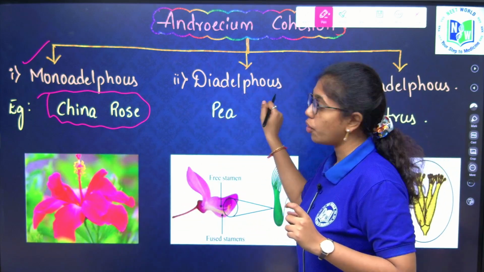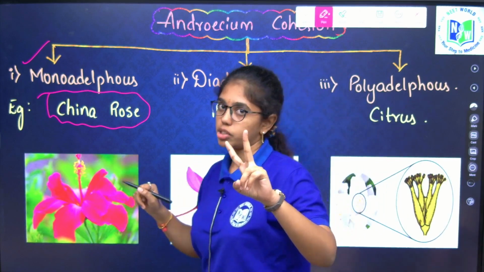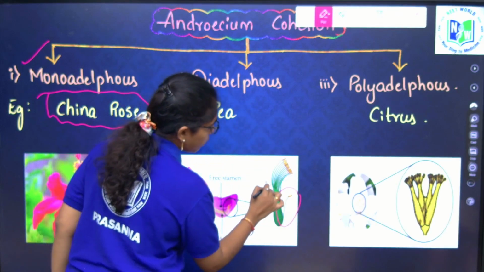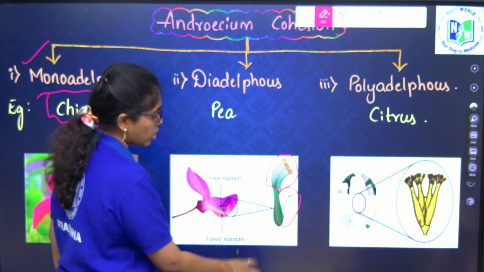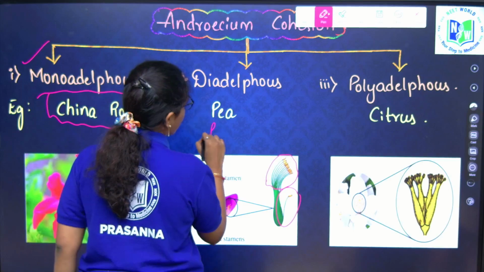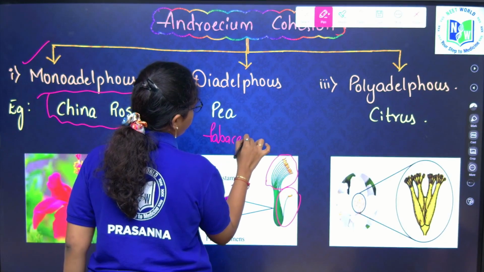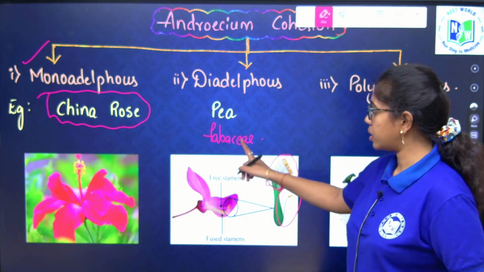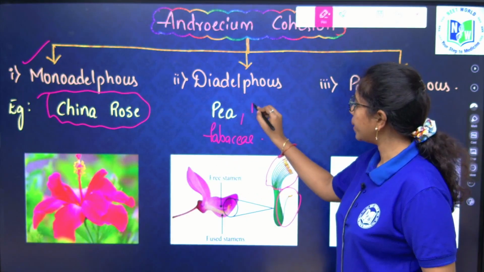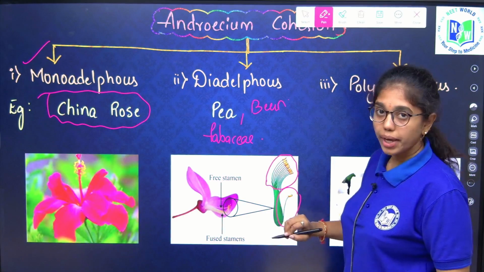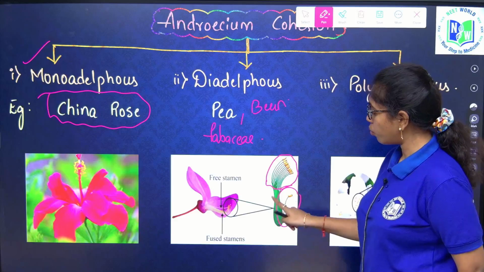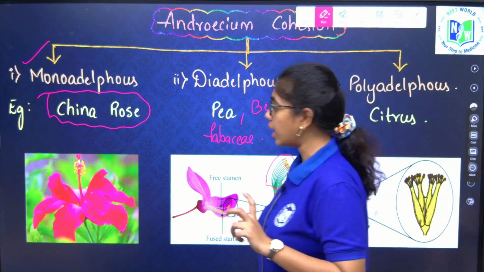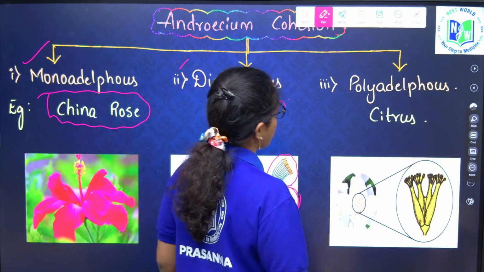And diadelphous, wherein stamens are attached in two bunches: one stamen in one bunch and the remaining 9 in one more bunch. You see two bunches in the pea plant, Fabaceae members. Diadelphous condition is seen in Fabaceae members, pea and bean, wherein one bunch has only one stamen and the other bunch has 9 stamens. Clear? This is the pattern of diadelphous condition.